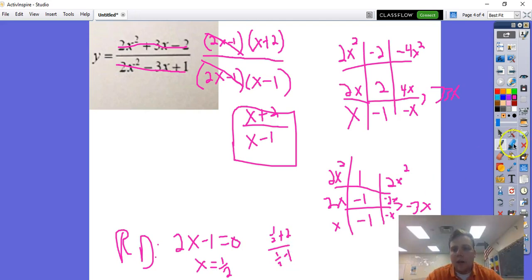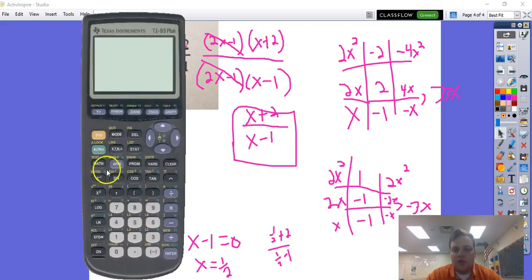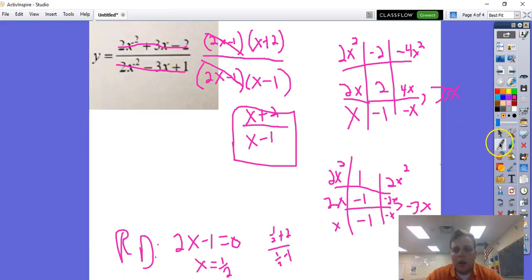If you're not a big fraction person, that's fine. Cheat and use a calculator. There's absolutely nothing wrong with that. I use the word cheat, but it's not actually cheating. So 0.5 plus 2 divided by 0.5 minus 1. Press enter, and we get negative 5. So the x value was 1/2 and the y value is negative 5.